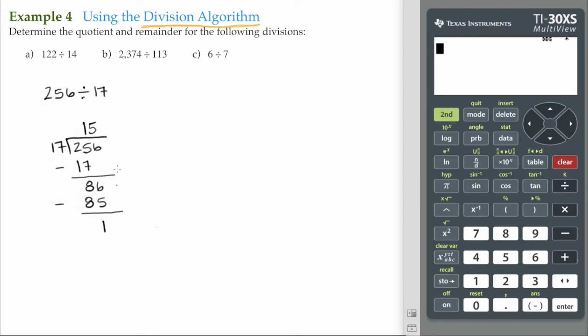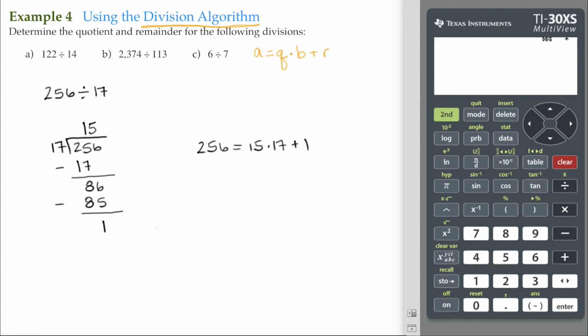And of course, the way to check our work to make sure it was okay is we would take the quotient, multiply it to the divisor, add the remainder, and it should come out to be the dividend. So 256 should be equal to 15 times 17 plus 1. And in essence, that's our division algorithm. Our division algorithm says A is equal to Q times B plus R. And Q is our quotient, and R is our remainder.